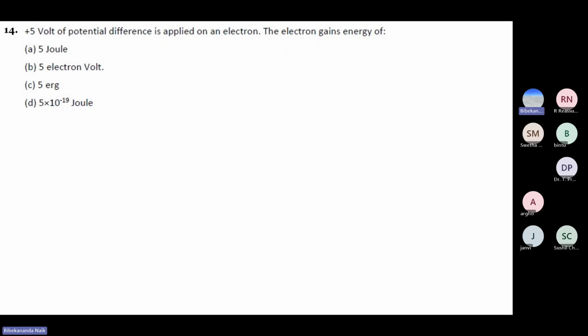Yes, when a potential difference of plus 5 volt is applied, then the electron will be attracted because it is plus 5 volt and the electron has negative charge. So it will be attracted towards the potential difference region. And due to this potential difference region, the electron will be gaining some energy. So what will be that value of energy?